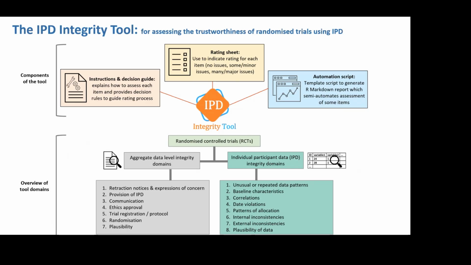So we have, kind of at the bottom here, the different checks. We have both aggregate data level domains and IPD domains. And I think that's what makes it so powerful, really having the combination of the raw data and the publications often enables us to see things that you wouldn't see based on the publications alone.